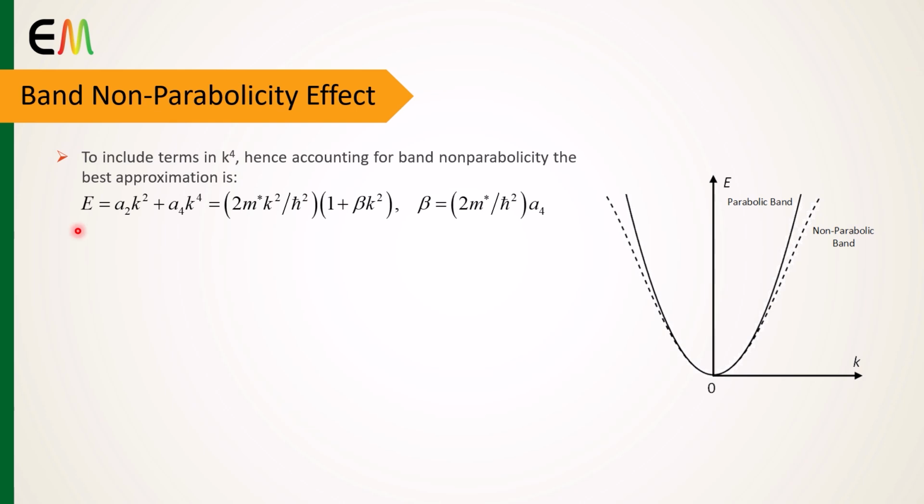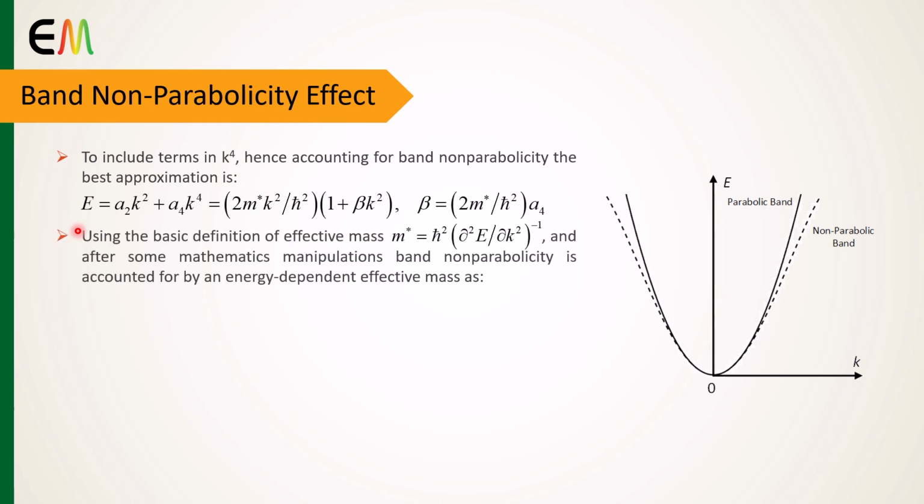Using the basic definition of effective mass, unlike the case of parabolic bands where effective mass is a constant, it is a function of k, and then it is also a function of energy. So after some manipulations, band non-parabolicity is accounted for by an energy-dependent effective mass as in this equation, where V is the band edge potential, m star 0 is the effective mass at the band edge, and alpha is the non-parabolicity parameter, which is usually greatest when the band edge under consideration is close to other energy bands in the material.